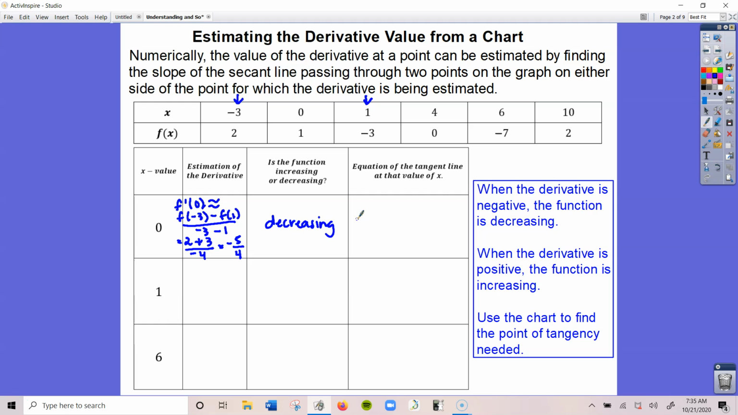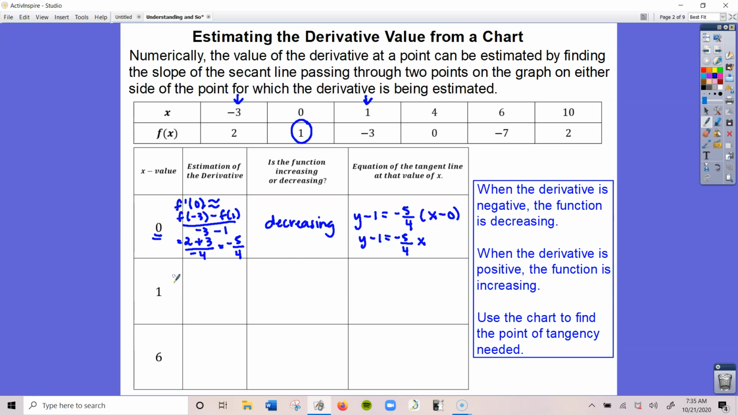Now to write the equation of the tangent line when x is equal to 0, we need the y value, which is on the chart. So we would write y minus the y value, which is 1, is equal to -5 over 4, parentheses, x minus 0. Now you could have also written y minus 1 is equal to -5 over 4x. Or you could have written y equals -5 over 4x plus 1 if you decided to add the 1 to the other side. Either way, it would have been fine.